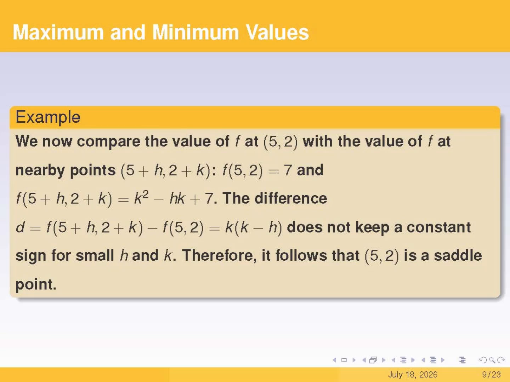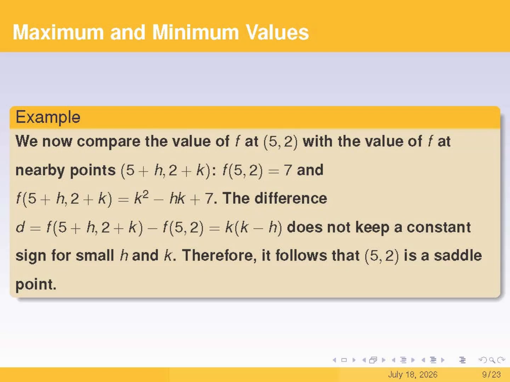Now, to check if this stationary point, (5, 2), is actually an extremum, let's look at the function values near (5, 2). We can represent any point near (5, 2) as (5 + h, 2 + k), where h and k are just real numbers that are small enough, as you can see in the first equation on the third line.